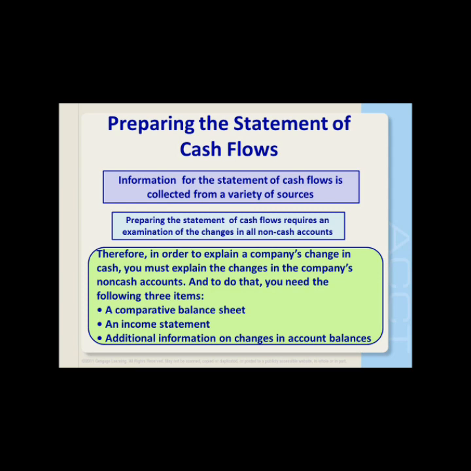So in preparing statement of cash flow, information for this report is collected from a variety of sources. So in preparing this report, we need three items: a comparative balance sheet or a comparative statement of financial position, an income statement, and additional information on changes in account balance.